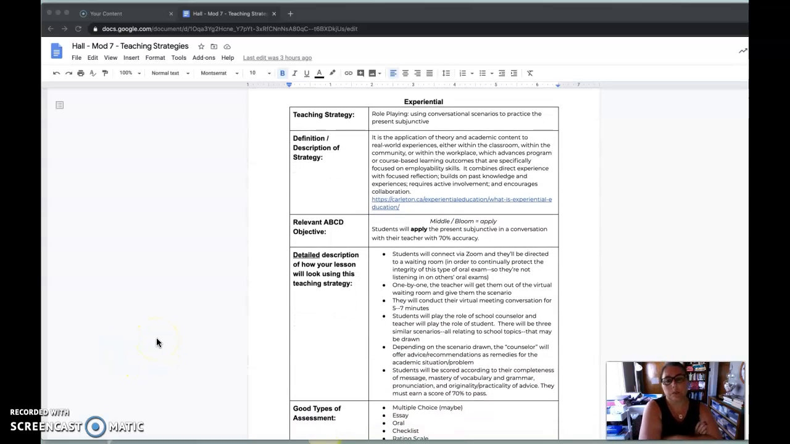And finally, for experiential, I chose role play and specifically conversational role play. And that's really good, obviously, with foreign language study because it allows you to assess or gauge their comprehensibility. And then it's good for students because it makes them access those higher order thinking skills.